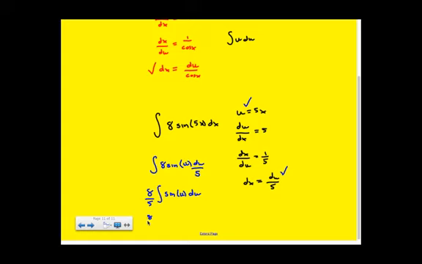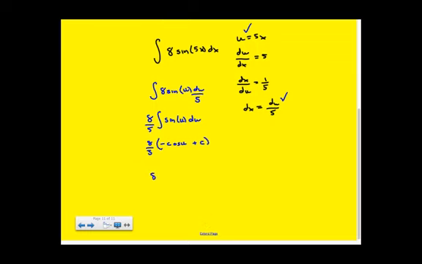Okay, what's an antiderivative of sine u? Well, that would be negative cosine u plus c. And then I can replace my u with my original expression in terms of x, which would be 8/5. I'll write it like this: negative 8/5 cosine of 5x plus c.